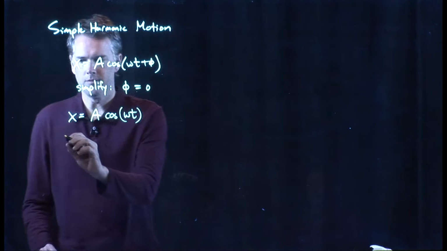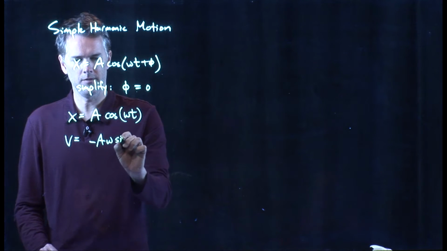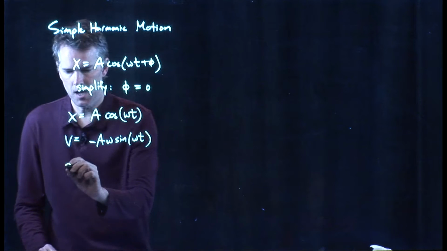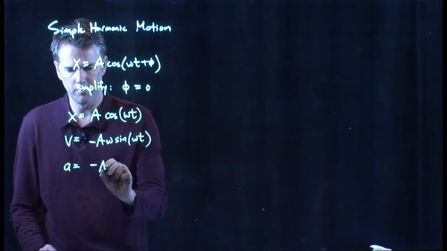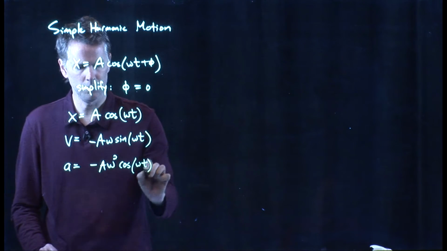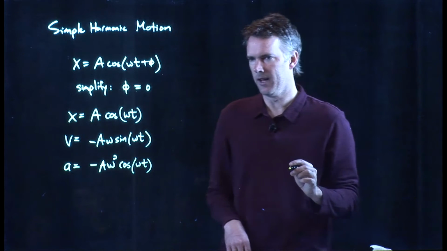And if phi equals 0, then x is A cosine omega t. What is v? V is the derivative of that, which we said is negative A omega sine of omega t. And acceleration is the derivative of that, which is negative A omega squared cosine omega t. Let's plot these out and see what they look like.